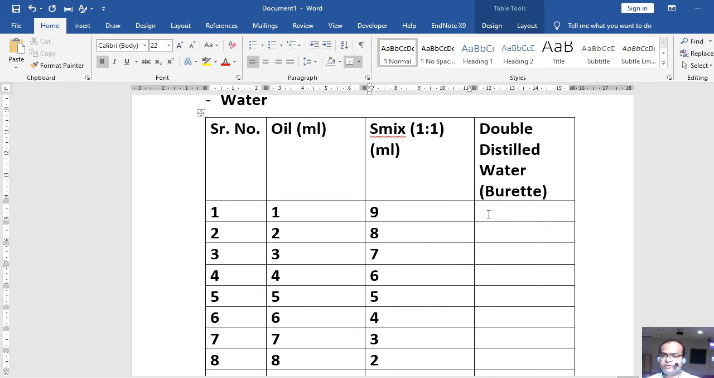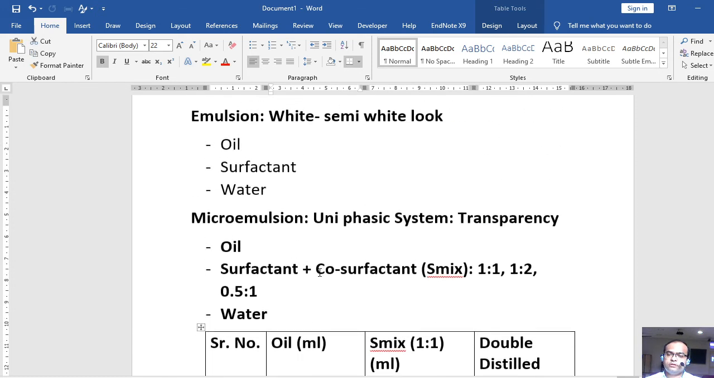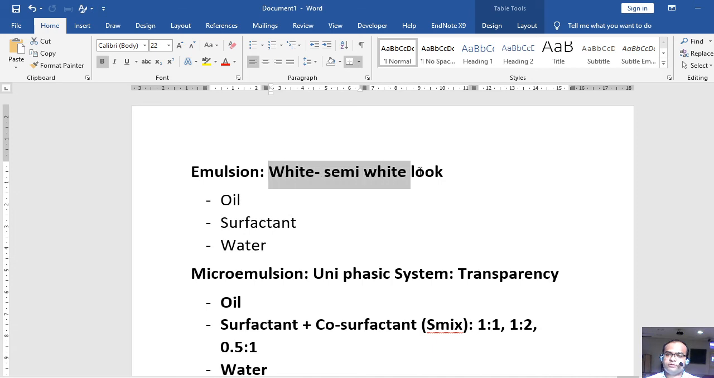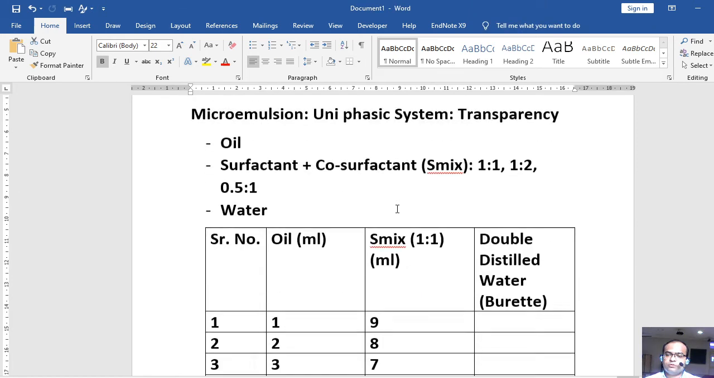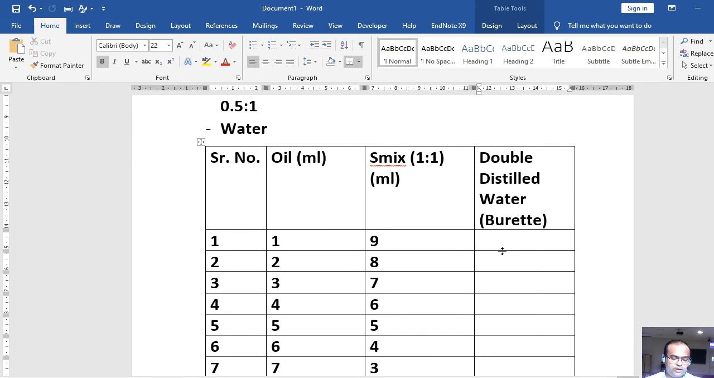Because it's a titration, obviously it must have an end point. The end point is that you have to add water until your system gets, let's say, opaque or whitish or semi-white in look. So let's say you have added 0.5 ml in this first case, right? It might be possible that after adding 0.5 ml of water to 1 ml oil and 9 ml S-mix, you will still have a transparent system.